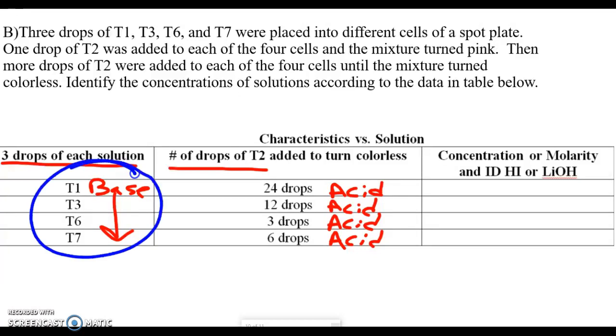So again, we are trying to figure out these. This T1 took a lot of drops of acid, so this T1 must be very concentrated. If I go to the second one, it took the second most drops of acid, so that must be the next one in concentration. The very bottom one took the 3rd most amount of drops, so that must be the next one in concentration. And the T6 took the fewest drops, so that must mean that is the most dilute.